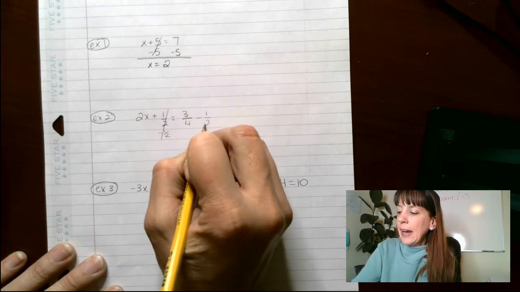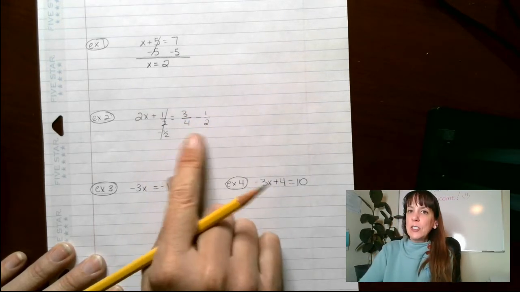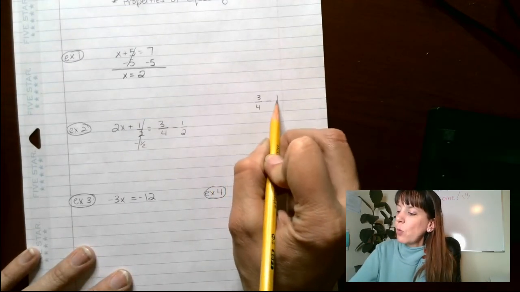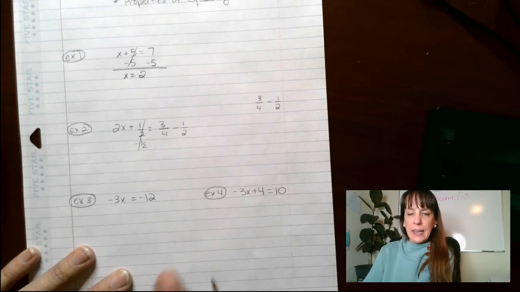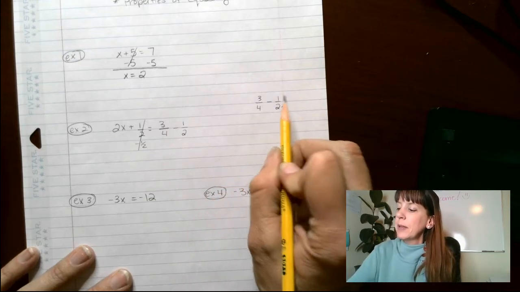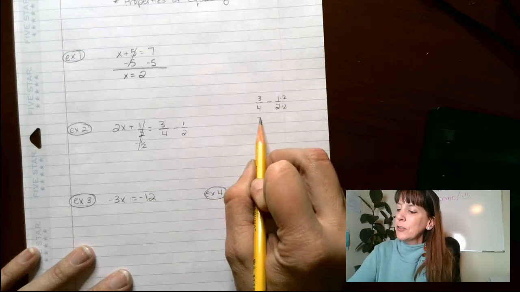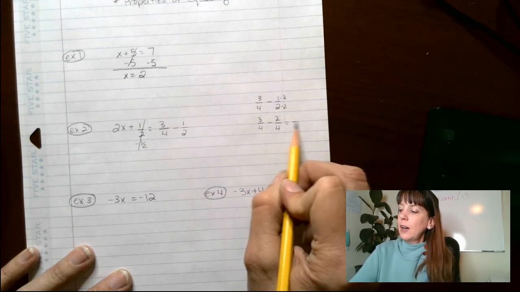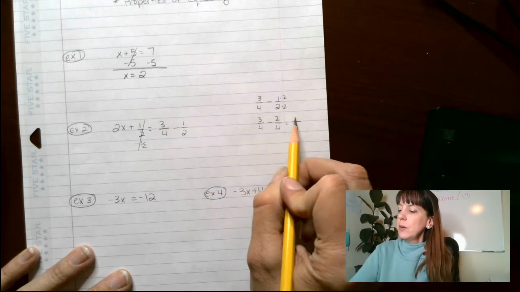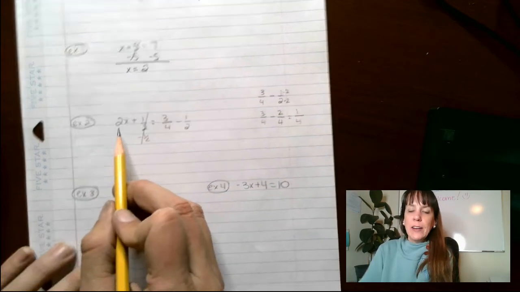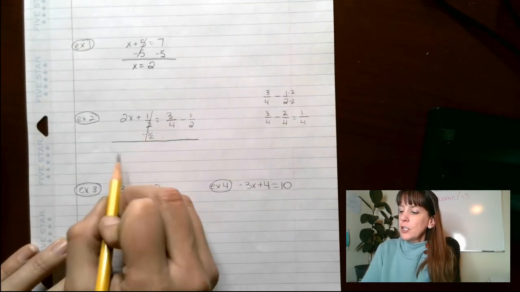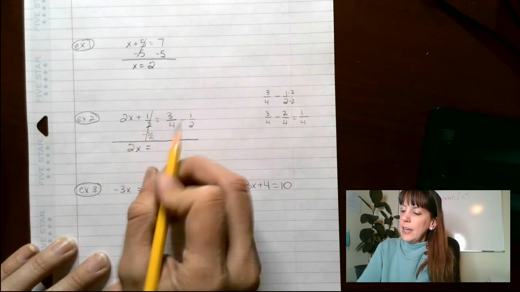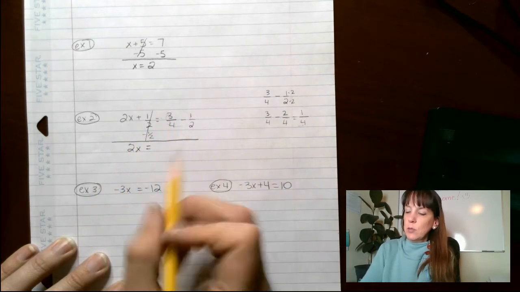Minus 1/2. Now, I can't actually do this right here, so we're going to do a little bit of side work. 3 over 4 minus 1/2. Why I say I can't do that is because I need a common denominator. Multiply that by 2, multiply that by 2. I get 3 over 4 minus 2 over 4, which gives me a denominator of 4. 3 minus 2 is 1. So let's take all that information back over here. 2x equals, and now we know all this is equal to 1/4.